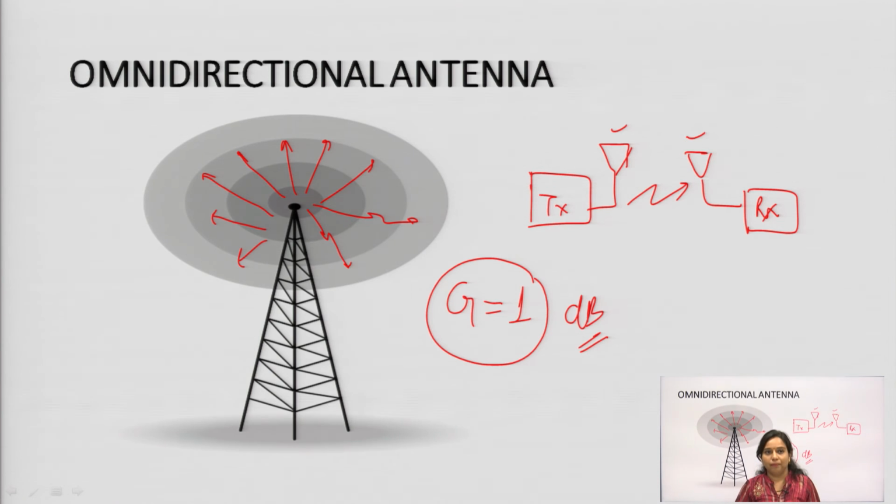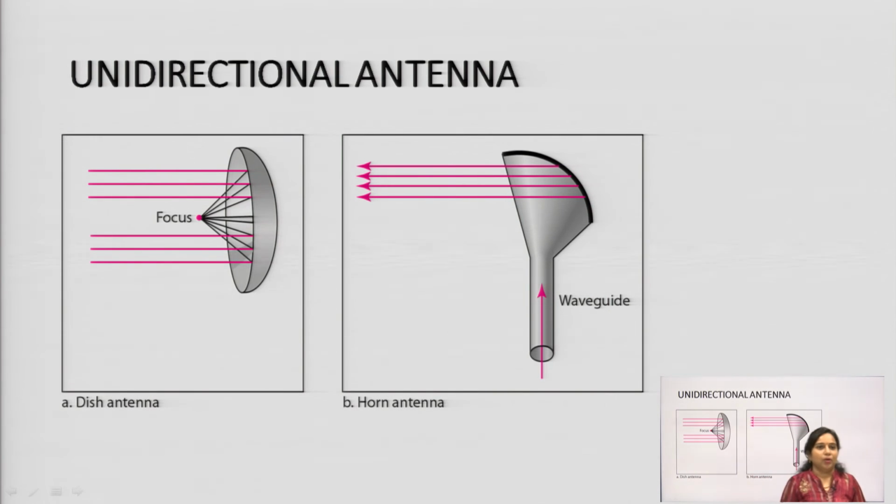So, this is about the omnidirectional antenna. Now, next is the unidirectional antenna. What is a unidirectional antenna? A unidirectional antenna is of two types. This is the dish antenna and the horn antenna. What is a dish antenna? The dish antenna you are very familiar with.